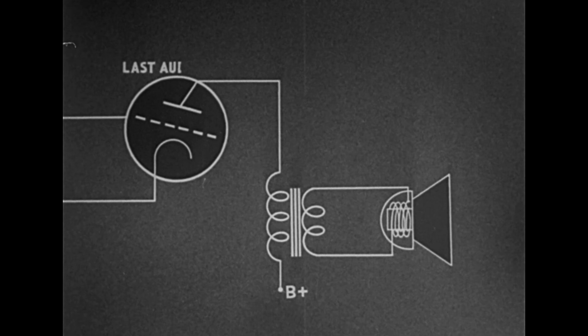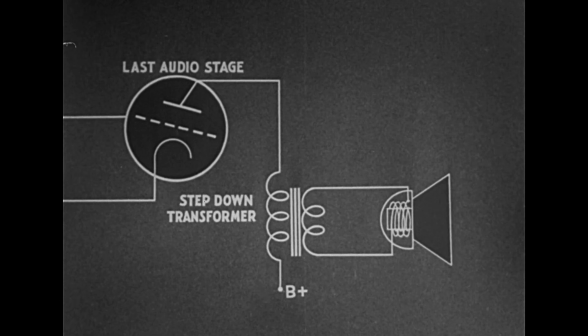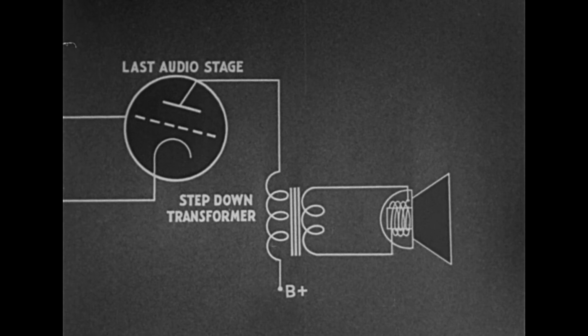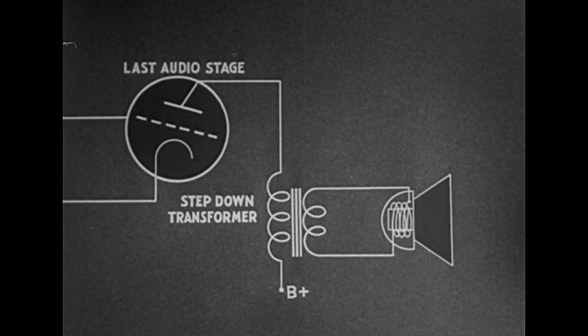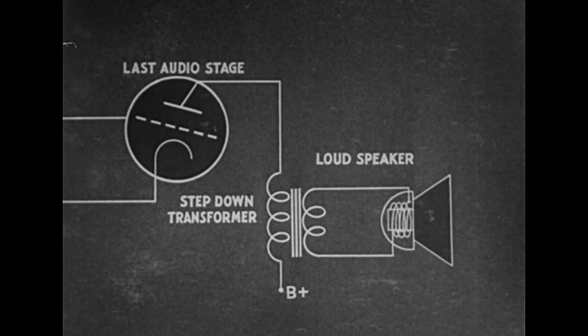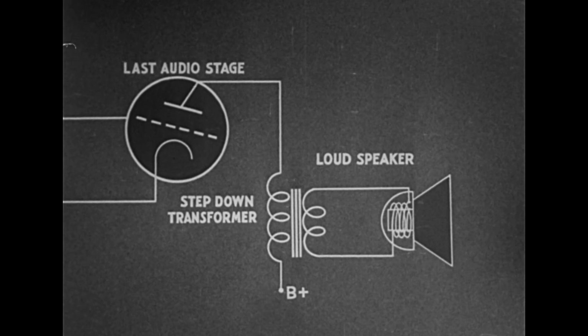The output of the last audio stage passes through a step-down transformer which produces a lower voltage and higher current. This operates a loudspeaker if large volume is desired. The output of this speaker should closely approximate the original signal impressed upon the transmitter microphone.